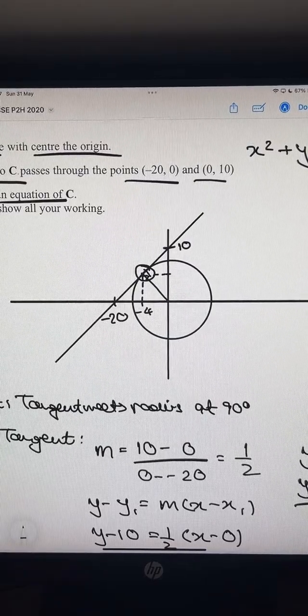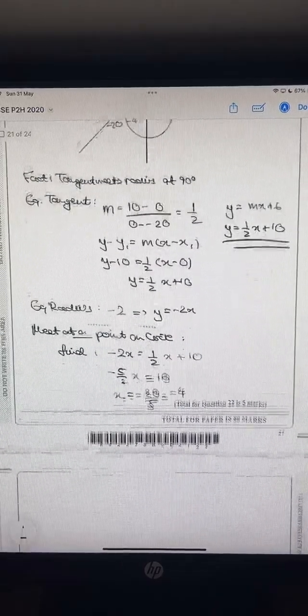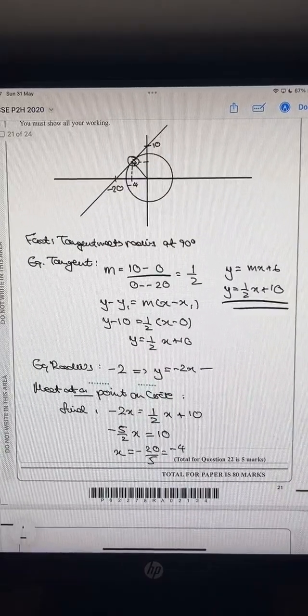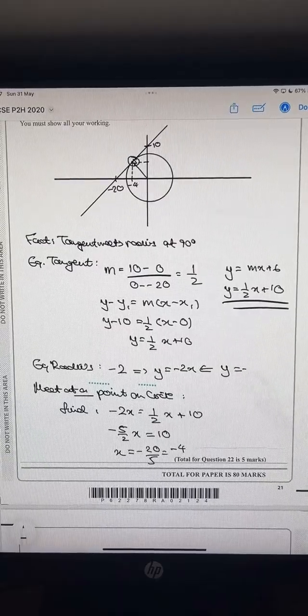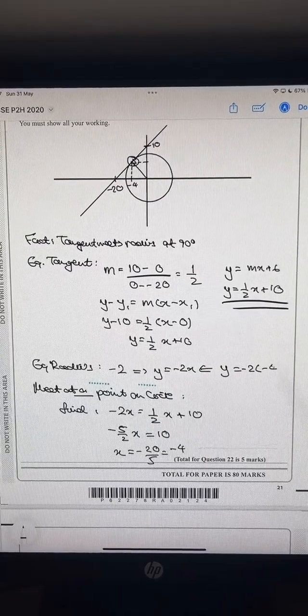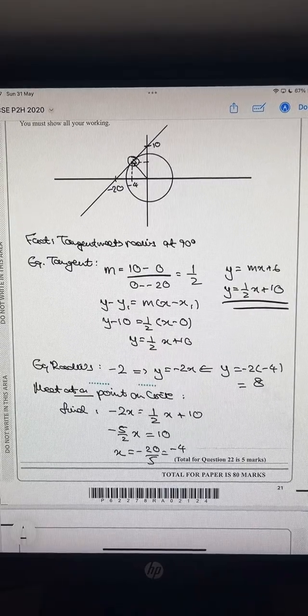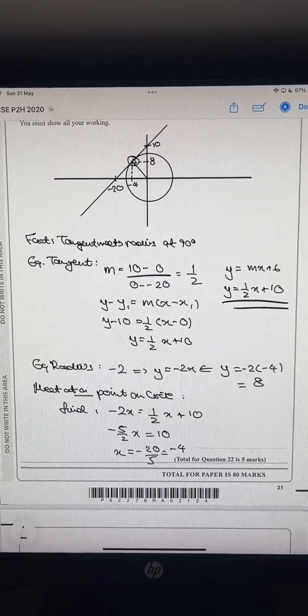I need to find my y value. How am I going to find that? Well, that's on the line of the radius, so I can use this one, it's easier. Y equals -2 times -4, and that is going to be equal to 8. So that is 8 up there.